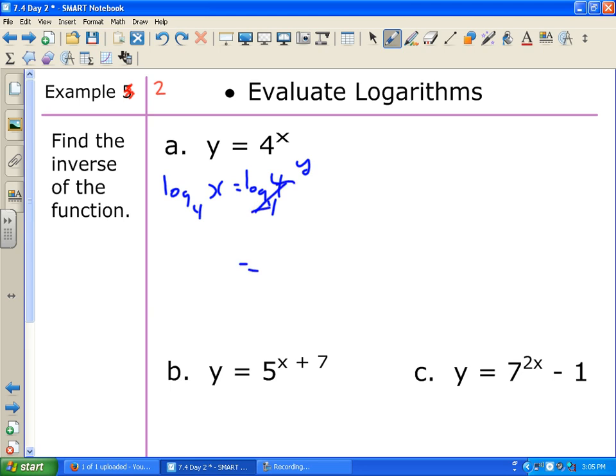So finish it up. There's our identity. We got y equals, and that's going to be log base 4 of x. And yes, ladies and gentlemen, that is your answer. Ta-da!